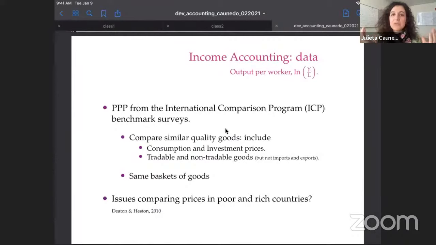What does this basket include? It includes consumption and investment good prices. It also includes tradable and non-tradable goods, so a haircut, okay, and an apple, but it doesn't necessarily include imports and exports. If you go to the documentation of the PEMWOT tables, you're going to see that after version 9.1, they have made a lot of effort in trying to have proper deflators for exports and imports, okay? The reason why, when I do this income accounting exercise, I'm going to be thinking of closed economies, is that it turns out that that component of exports and imports, from a pure accounting exercise, is not important in explaining the large disparities in income across countries, okay? And there is a nice paper written by the Penn World Tables group discussing this issue, okay? Now, in general, the issue of comparing prices in poor and rich economies is a complicated matter.